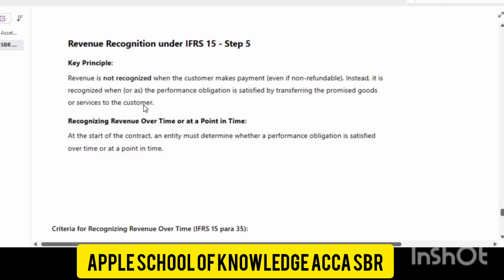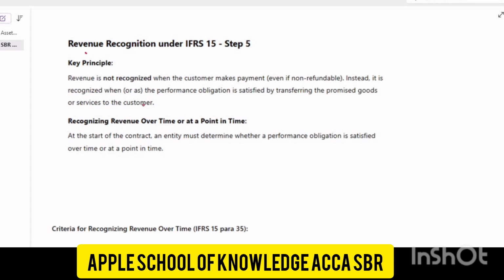We have the last step, and that is revenue recognition. Revenue is not recognized when the customer makes payment, even if non-refundable. Instead, it is recognized when there is performance. So when the performance obligation is satisfied, then you have to recognize the revenue, regardless of whether you have received the payment or not. Clear? So if you receive the payment in advance and you have not performed the obligation, the performance obligation is not satisfied, then you will not recognize the revenue.